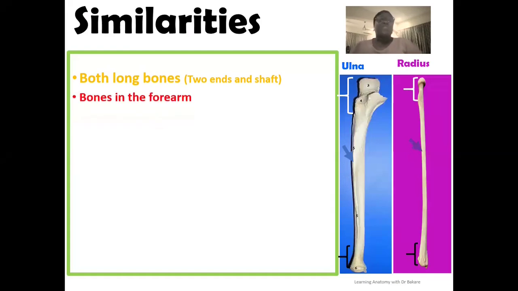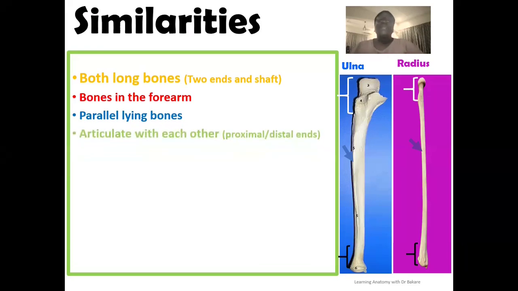These two bones, of course, we already highlighted that they are located in the forearm region. These are the bony background of the forearm region. And these two bones are also seen to be lying parallel to each other. So they are seen to be placed side by side to each other within the forearm region, and they are seen to also articulate with each other.